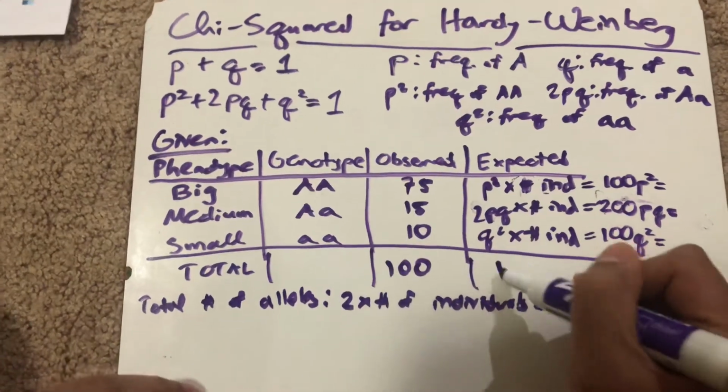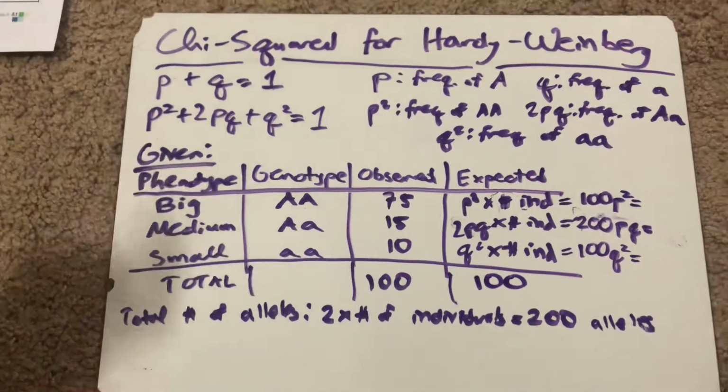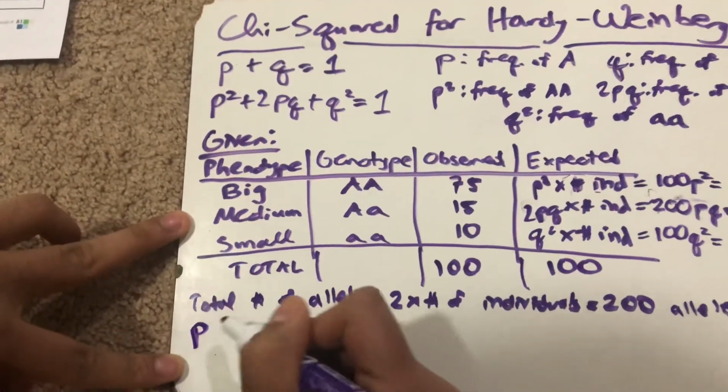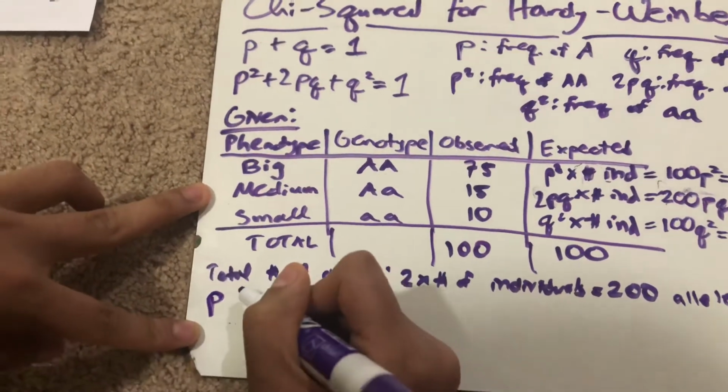Of course, our expected here should also total to 100. If that's not the case, then we've done something wrong. Now, here's where the magic comes in. We need to find P and Q. I'm going to give you a formula, but I'm going to walk you through it.